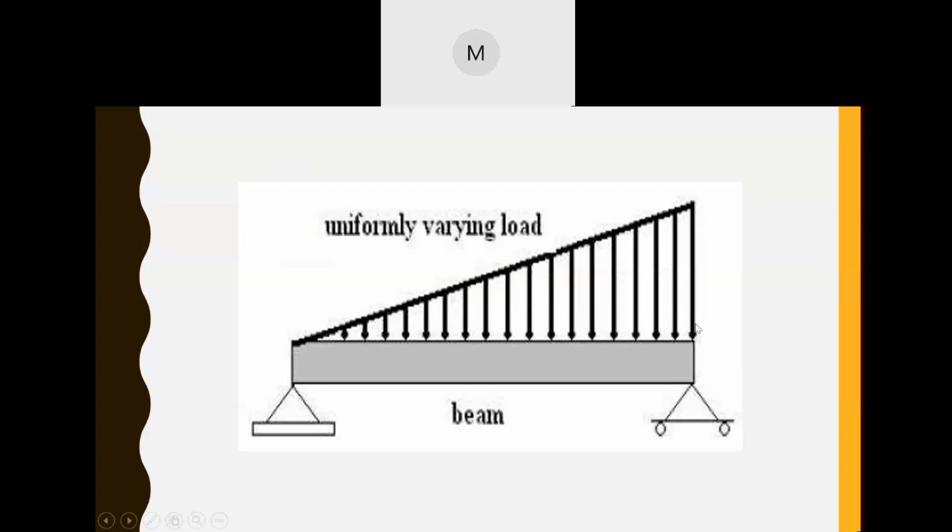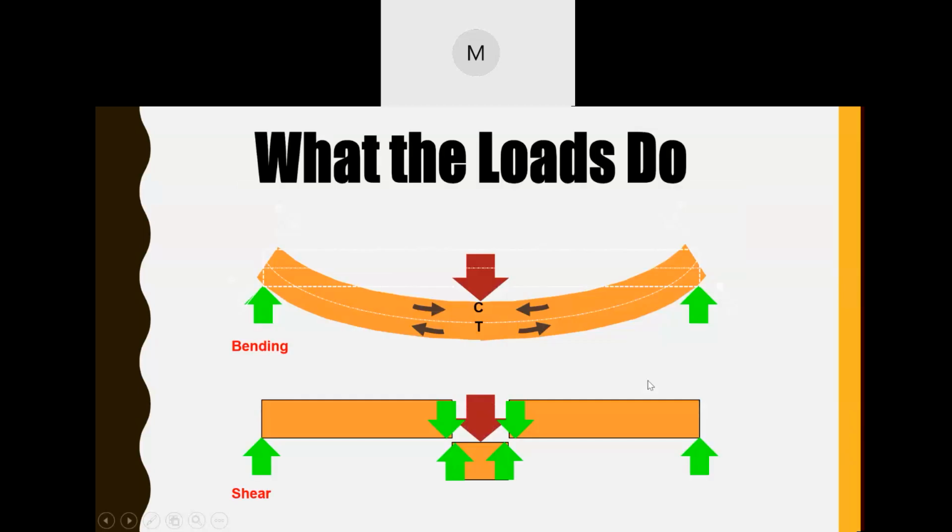Then uniformly varying load. Look at this picture. If you can see here, the load is zero at this point, but it goes on increasing and reaches the maximum level at the other end. That means this is uniformly varying. So this type of load is called uniformly varying load. Okay. Now we'll go to the next.